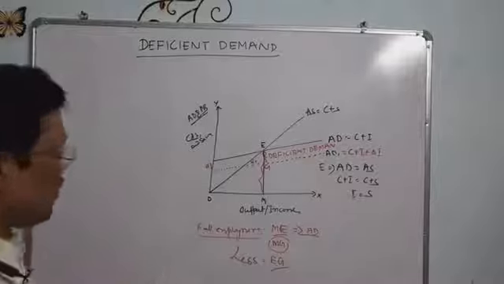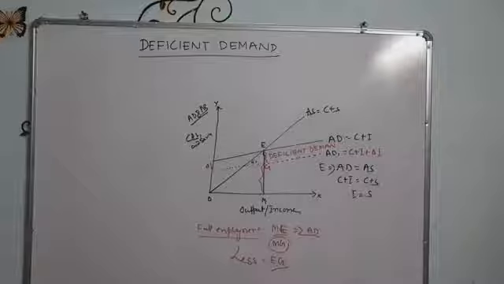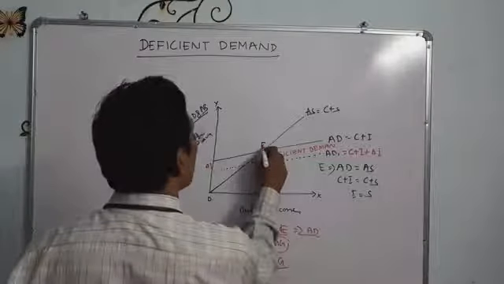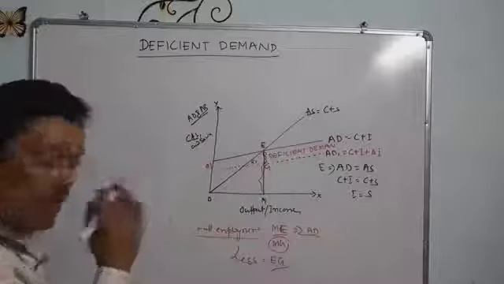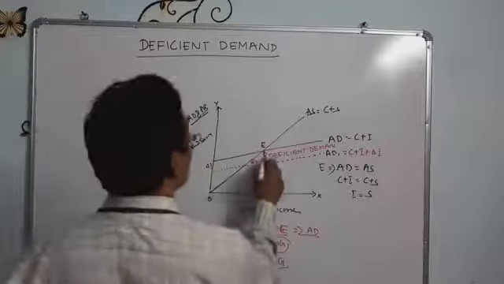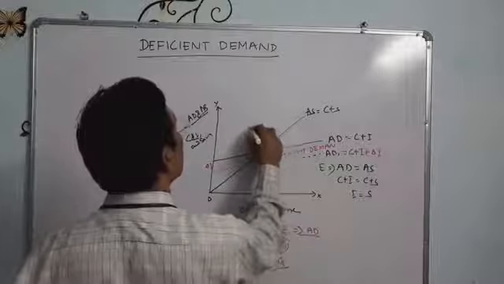So what do we mean by deficient demand? Note it. Aggregate demand is for a level of output less than full employment. This is the full employment, and this aggregate demand is less than full employment. This gap is to be known as deficient demand, or it is to be known as the deflationary gap.